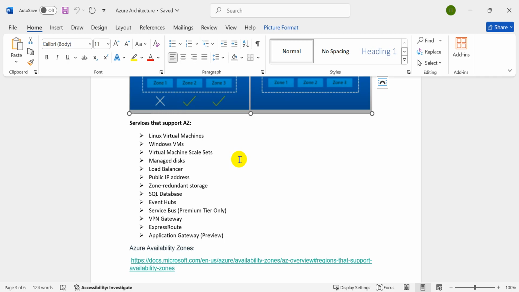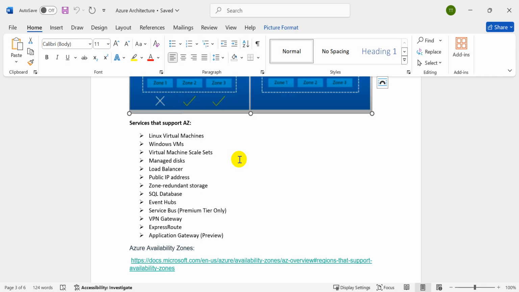SQL database also you can deploy. Event Hubs are there. Service Bus is available only in the premium tier. You have a VPN gateway, and you can also create ExpressRoute. We will talk more about ExpressRoute and Application Gateway, and how they work. So in short, these are the kind of services AZ provides.